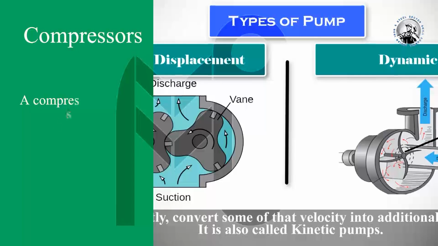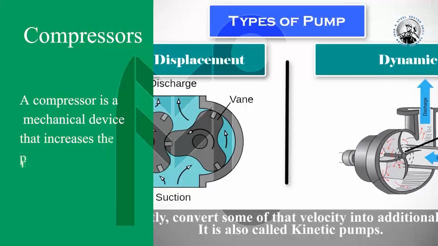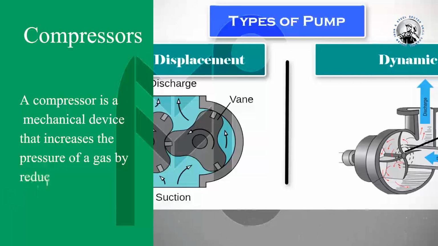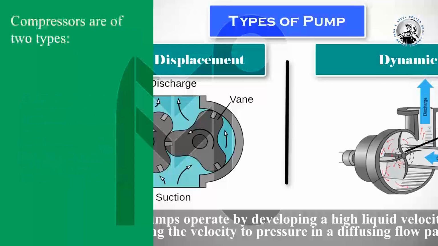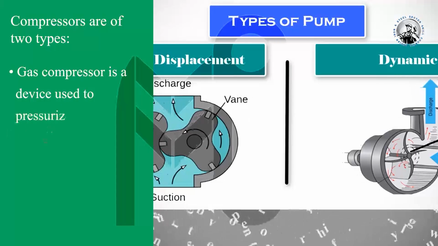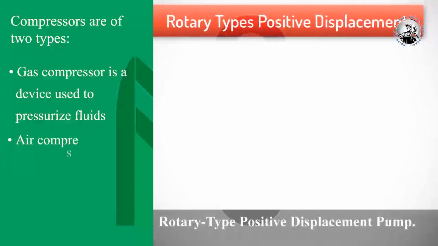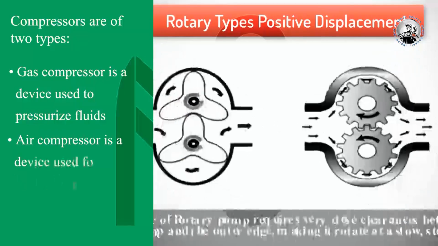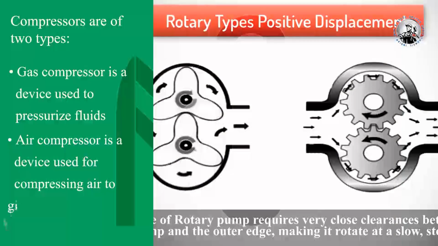Compressors. A compressor is a mechanical device that increases the pressure of a gas by reducing its volume. Compressors are of two types. A gas compressor is a device used to pressurize fluids. An air compressor is a device used for compressing air to give power to other tools.